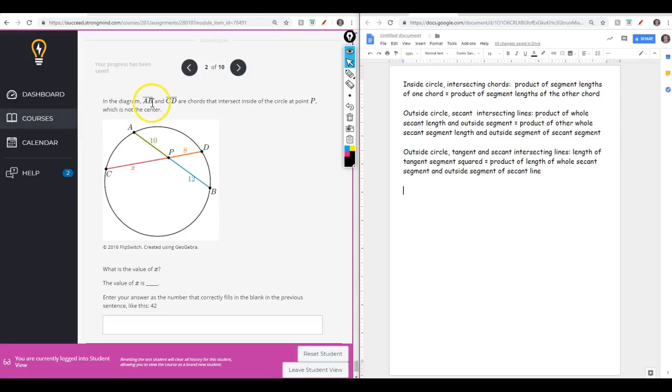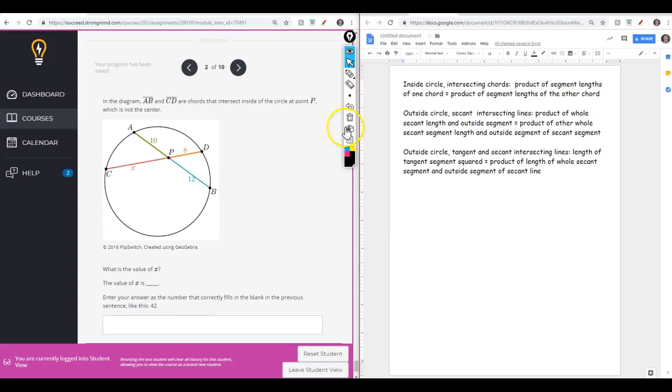Okay, in the diagram, segment AB and segment CD are chords that intersect inside of the circle at point P, which is not the center. What is the value of x? The value of x is blank, and your answer is a number that correctly fills in the blank in the previous sentence, like this: 42.